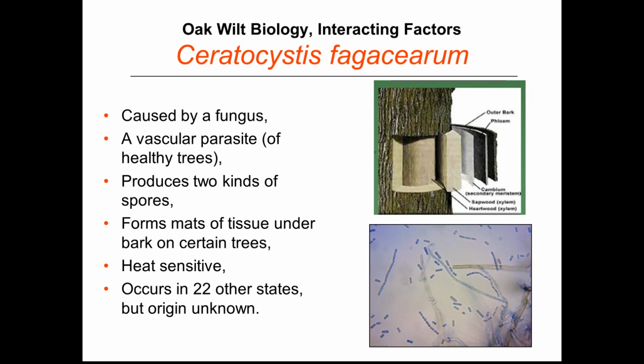And it does indeed produce two kinds of spores. It has a sexual spore in nature, in which it produces, it's a typical ascomycete, and it also has an asexual spore, the conidia, which are depicted in this image at the bottom of the two images right here. These are the spores which distribute throughout the vascular system of the tree as the fungus colonizes after it's introduced into the tree.